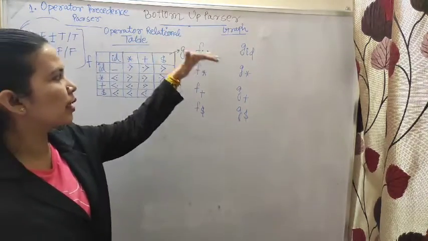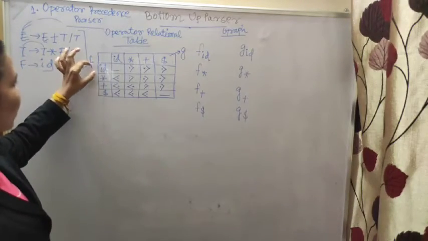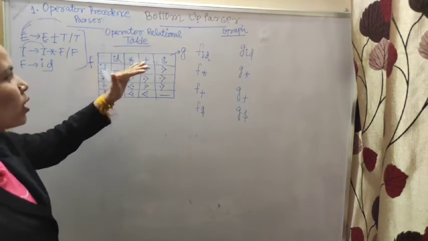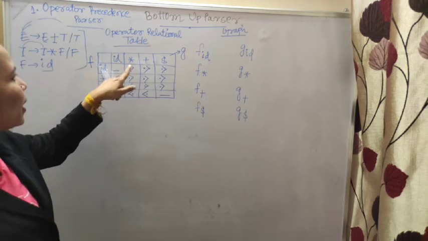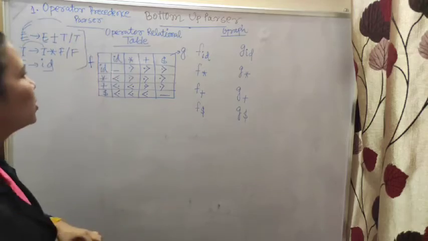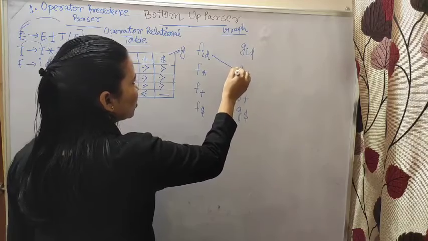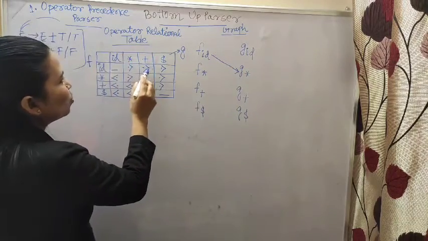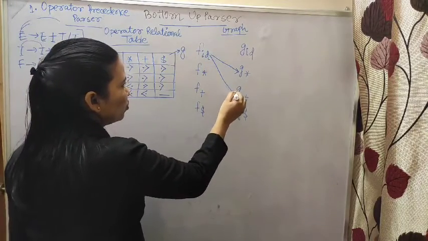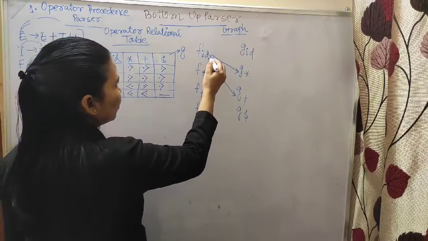Now we will construct the graph, that means we will draw lines. First we check FID. FID to ID, no, that means an error will be generated, so we will not connect it. Now FID is going to G star, greater than means going. FID is going to G plus, the column name is always plus. FID is going to G dollar.